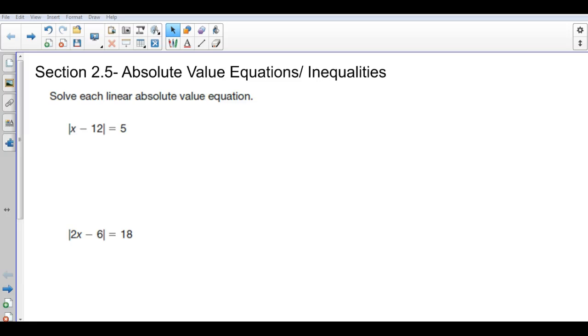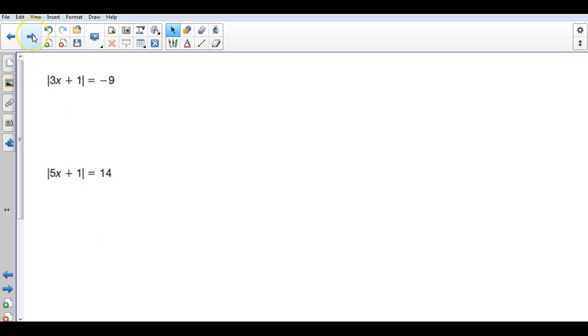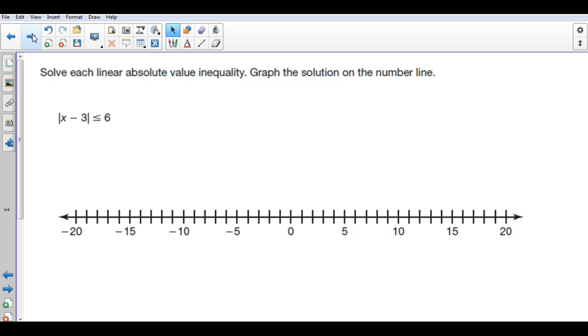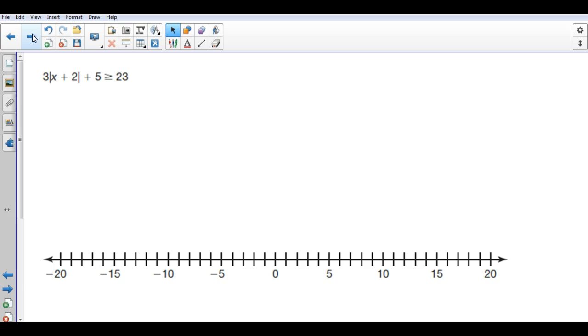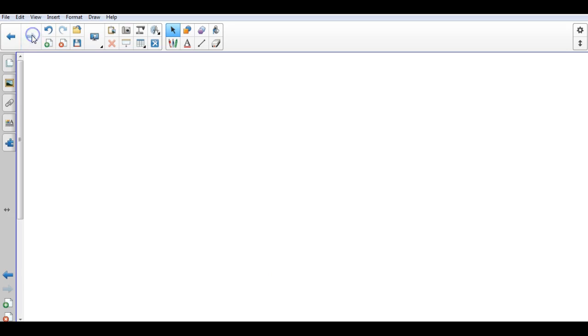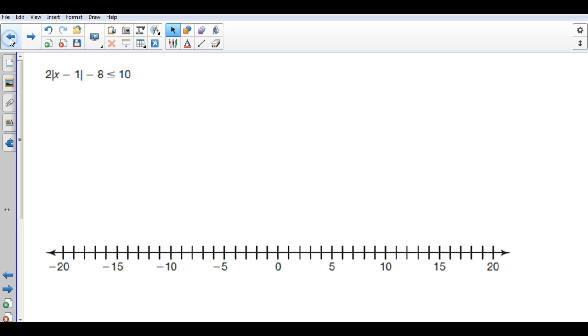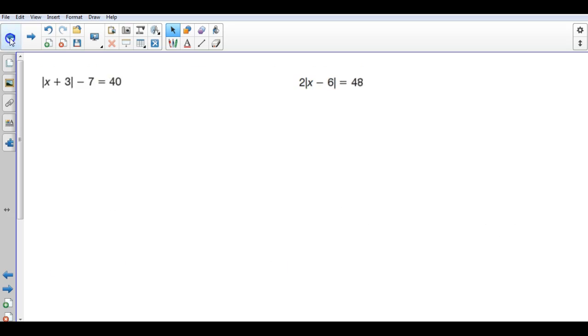What we're going to do is talk about absolute value equations and inequalities. Throughout this lesson, we're going to solve absolute value equations. We'll talk about what absolute value means, and then we'll move on to a couple of inequalities where we're graphing our solutions on a number line. Pretty much what we did in section 2.4, except a little bit different because of what absolute value means.